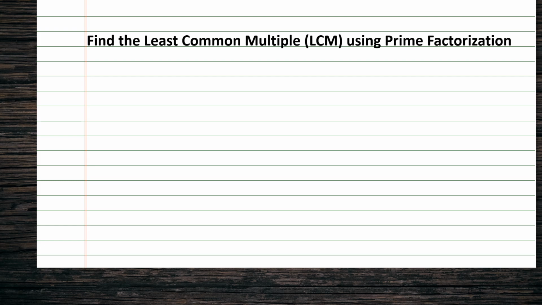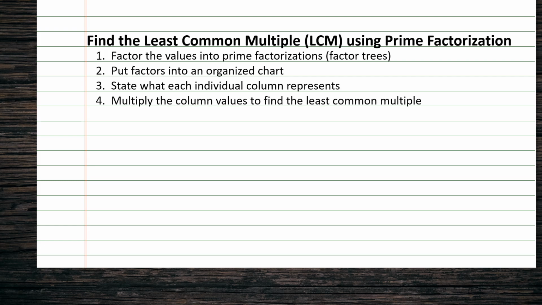Find the least common multiple, or LCM, using prime factorization. In this case, this has a four-step process. The first step is we factor the values into prime factorizations. In other words, use your factor trees. Step 2, we place the factors into an organized chart. Step 3, we state what each individual column represents. And then finally, the fourth step, we multiply the column values to find the least common multiple.